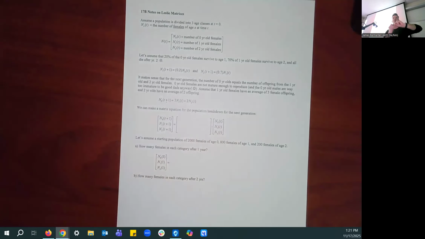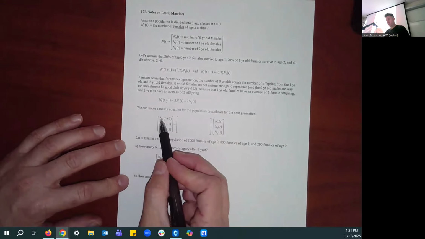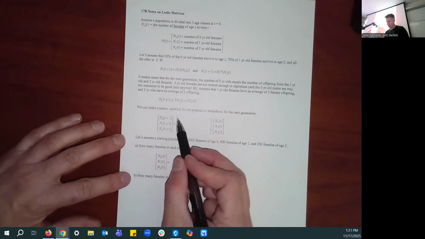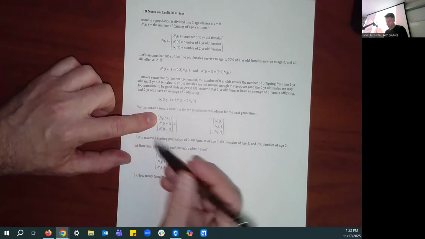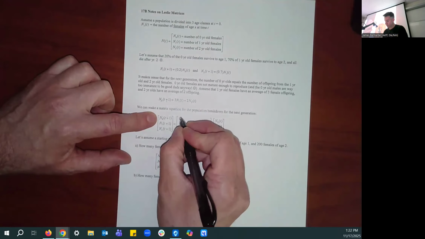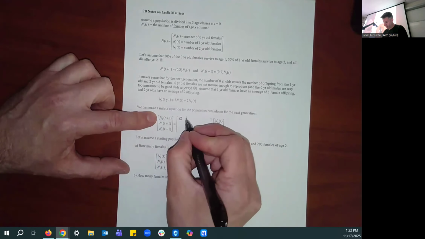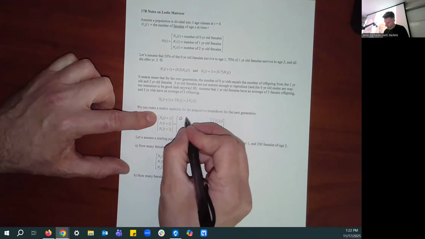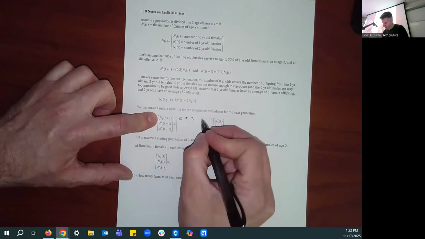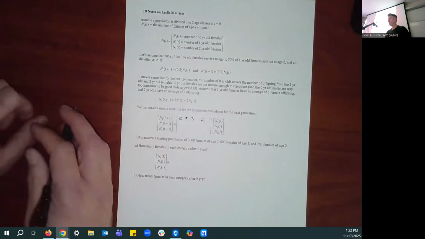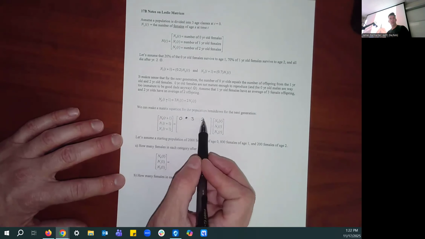So here's the matrix equation we're going to make for this. Remember how the matrix multiplication works. It's our row times our column. So we know that the number of 0-year-olds next year is going to be 0 times the number of 0-year-olds this year, because they don't reproduce, plus 3 times the number of 1-year-olds this year, plus 2 times the number of 2-year-olds this year. So our first row of this Leslie matrix is 0, 3, 2.